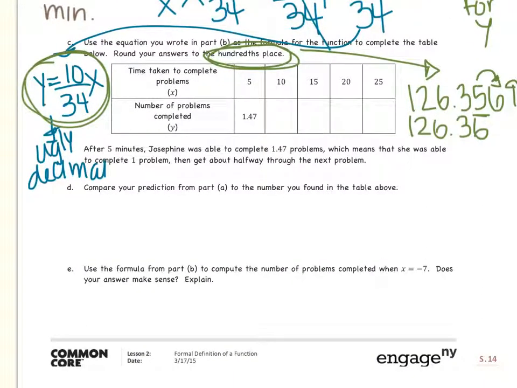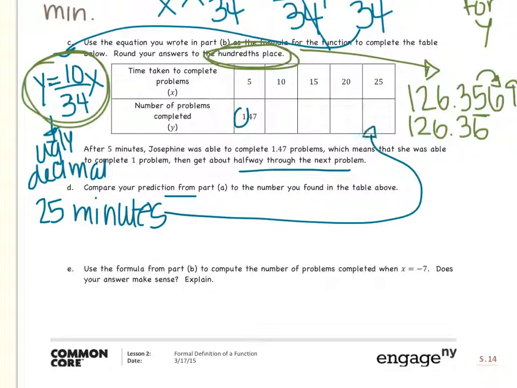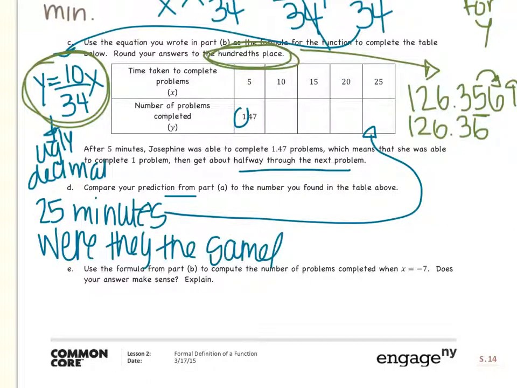Something that I want to make sure that you do catch, after 5 minutes, Josephine was able to complete 1.47 problems. So what that really means is she completed at least one question, and she was halfway through the next question. So for part D, all I want you to do is compare your prediction from the actual number in your table. Remember, your prediction was based on 25 minutes. So you got to look back in your table and write me a sentence. Were they the same? Were they different? Explain for me, please.